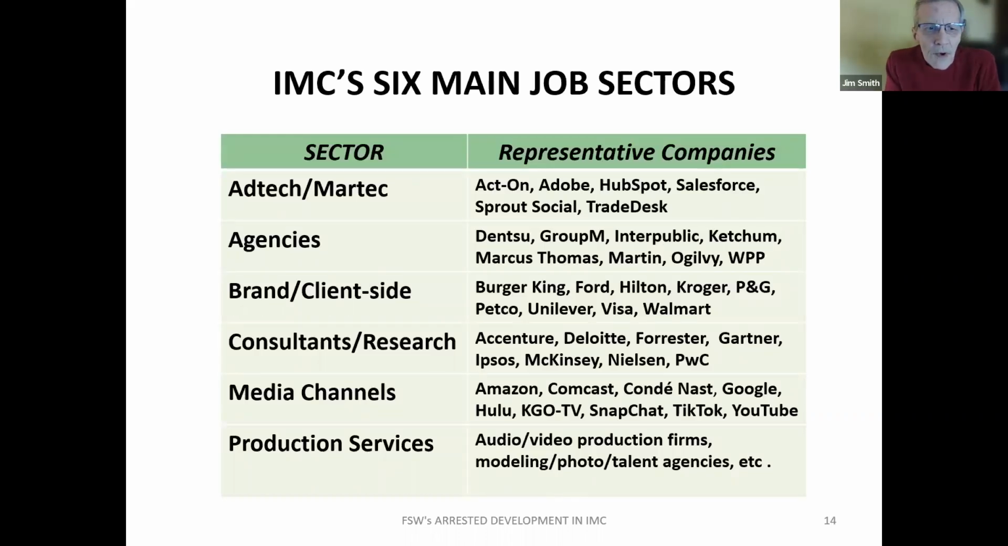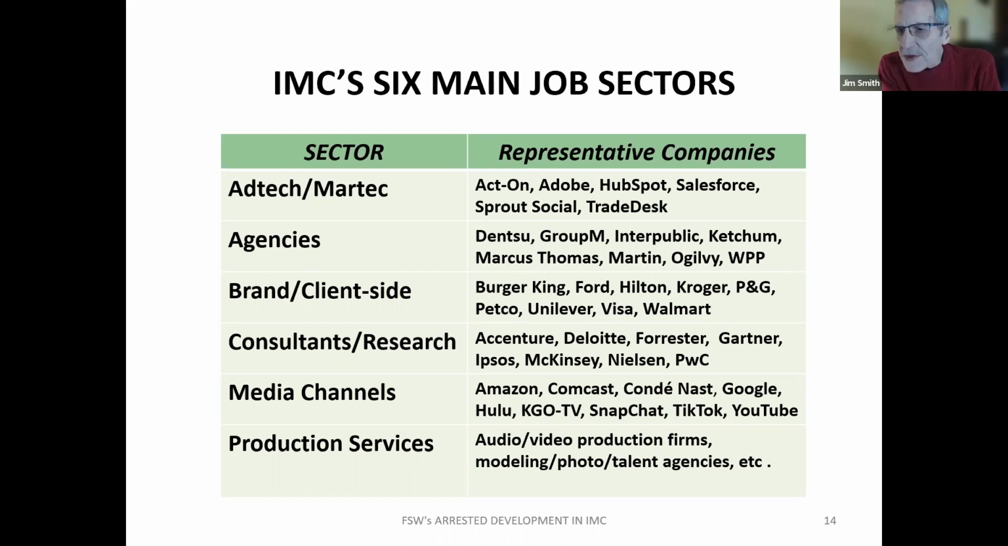The first slide that we're on right now has the 6 main job sectors. And those sectors represent pretty much everything that goes on out there in the IMC and integrated business world. On the right-hand side of the chart, you're going to see these sample organizations that they could get jobs from that are hiring. So you start out, and this is alphabetical, with advertising tech and MarTech. Those are the programs that we run in the marketing tech world.